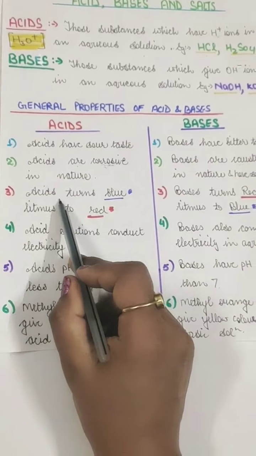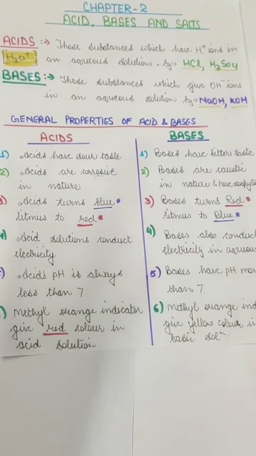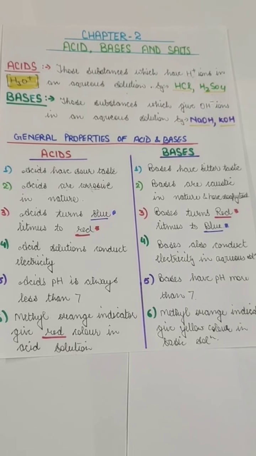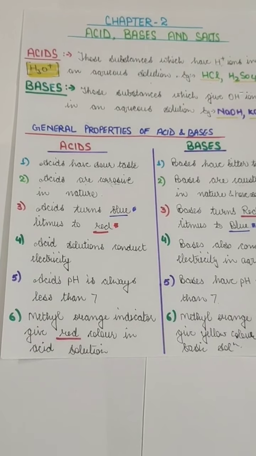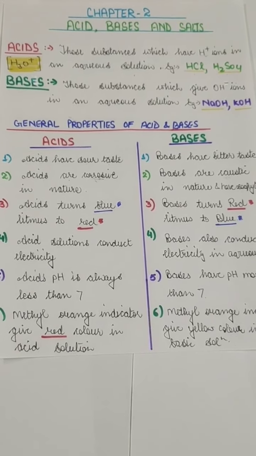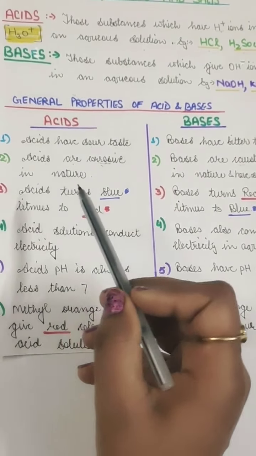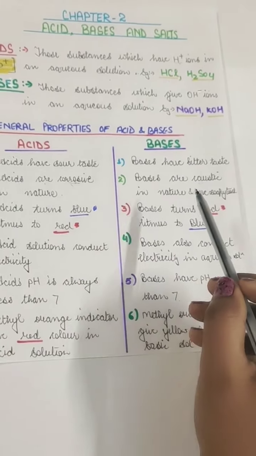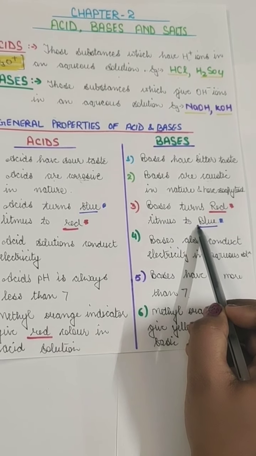So next is, acid turns blue litmus red. This you have read in previous classes. So litmus is an indicator. It is made with the help of a combination of algae and fungi. It's called lichen, that is a family of Thallophyta. It is purple in color, but when mixed with acids, it turns red. But bases turn red litmus to blue. This is a point to remember.